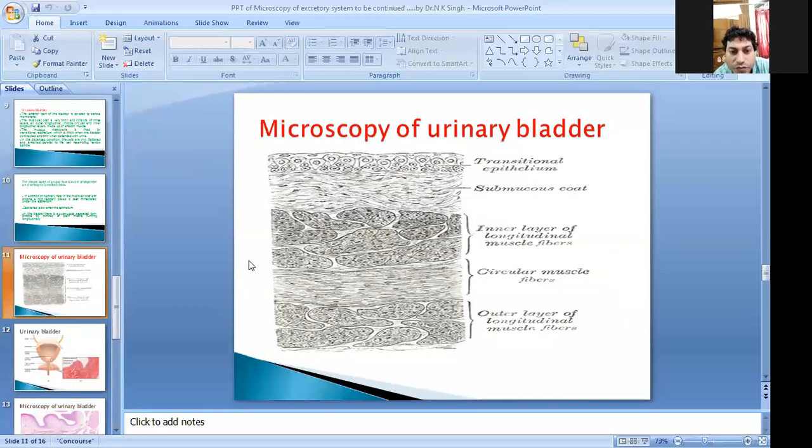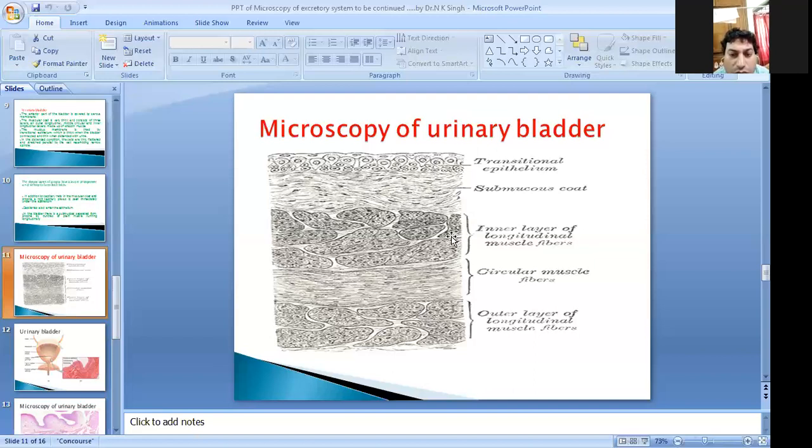Now you see in this diagram, this is the microscopy of the urinary bladder. The upper portion, which is lying just near the cavity, is made up of transitional epithelium. So this layer is the lamina epithelialis. Below this layer is the tunica submucosa, and below here is the tunica muscularis. The lamina epithelialis is made up of transitional epithelium. Below it is the tunica submucosa, which is made up of loose connective tissue. And below the tunica submucosa is the tunica muscularis.